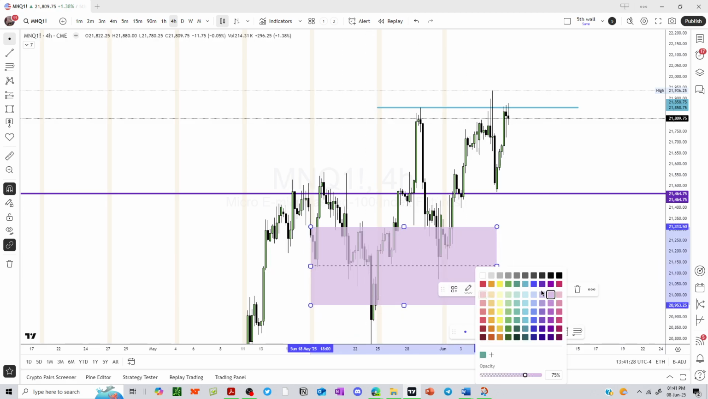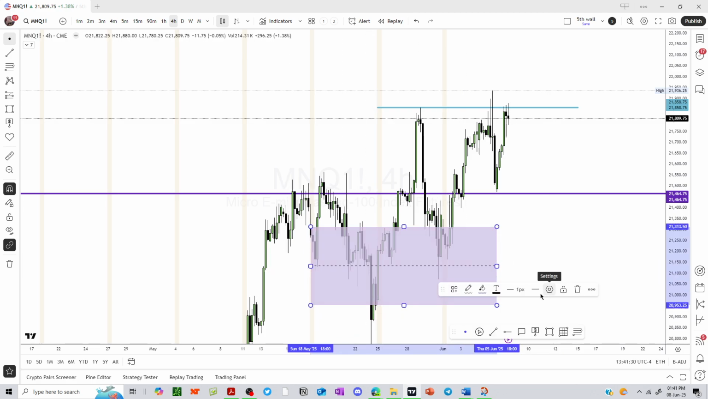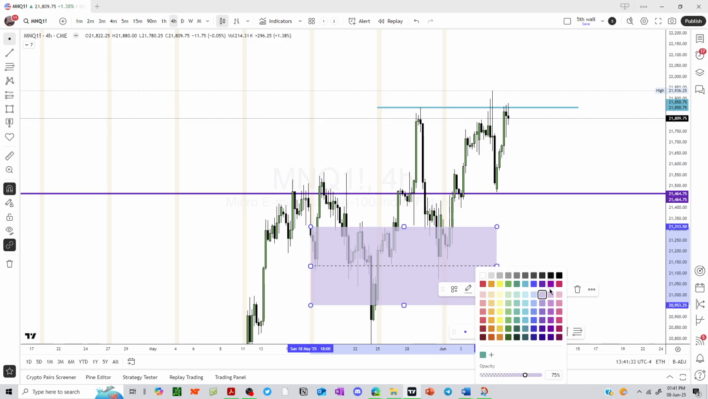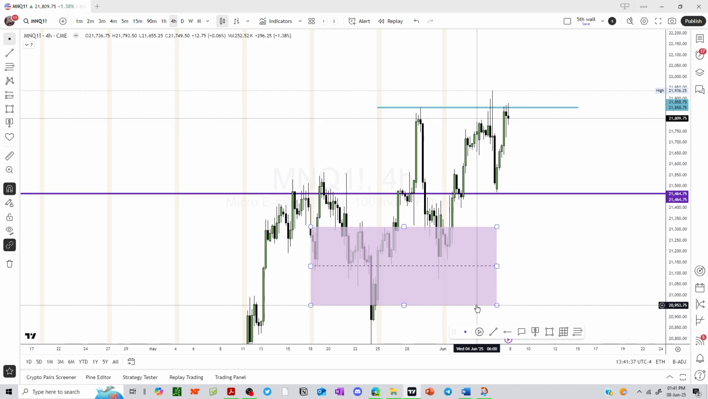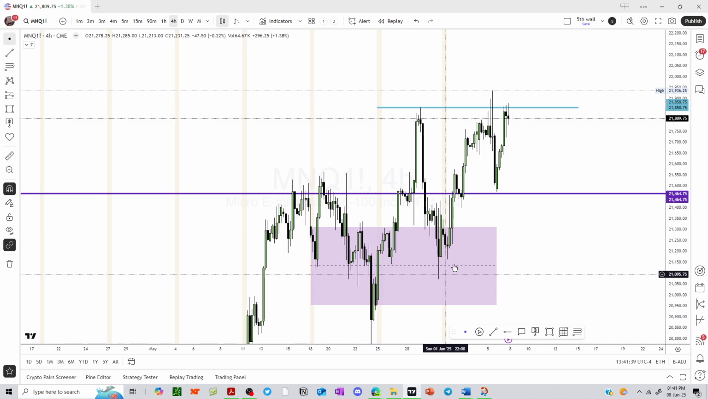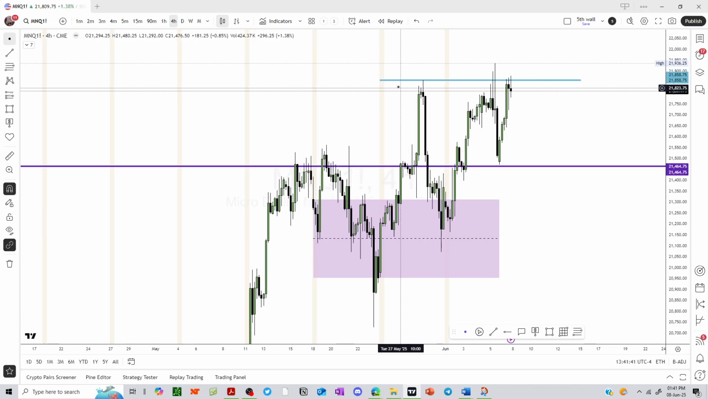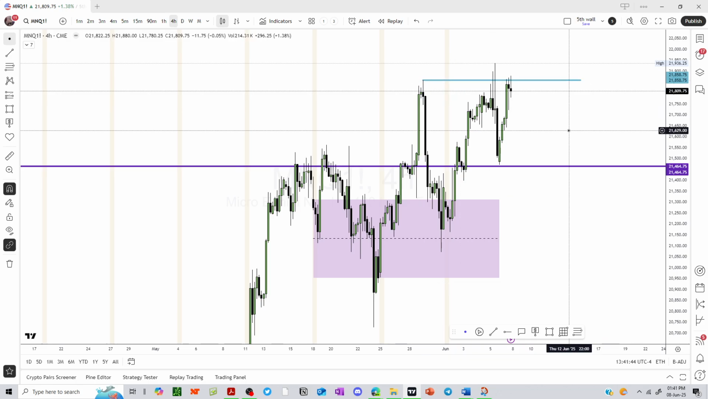I feel like another, ugh, these colors are like, ugh. All right, anyway, weekly bullish order block. And we have the previous week's high as a potential target.